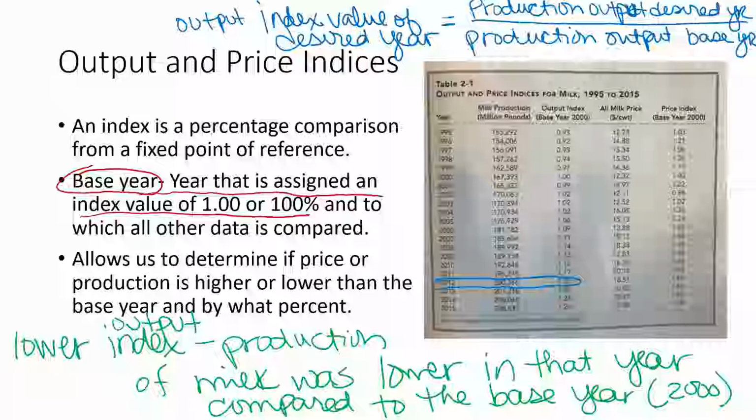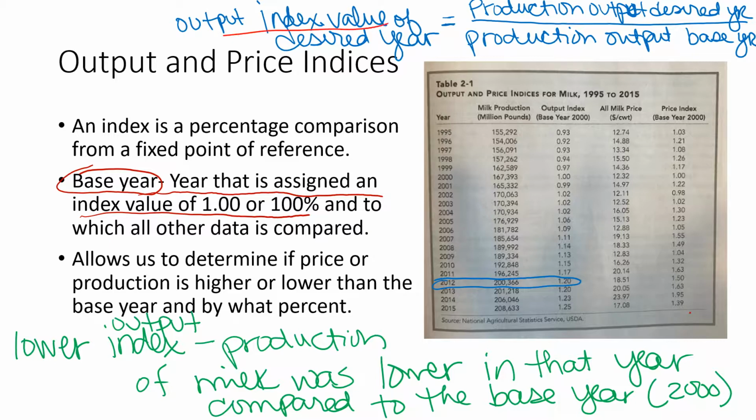So according to our equation, the output index value of the desired year, 2012 is my desired year, should equal the production output of that desired year. So the production output is this 200,366 million pounds. So 200,366 divided by the production output of the base year.